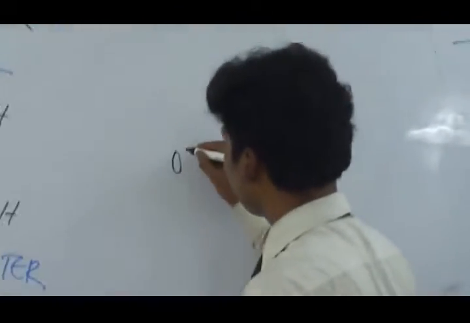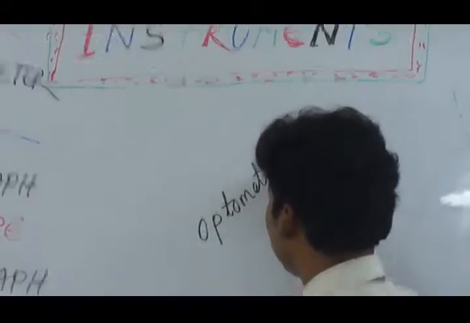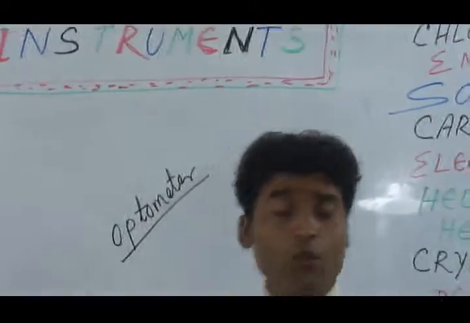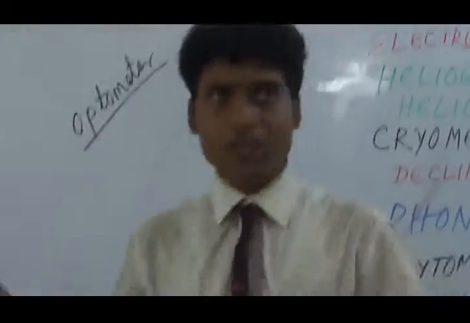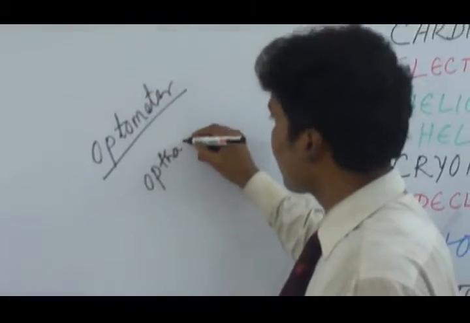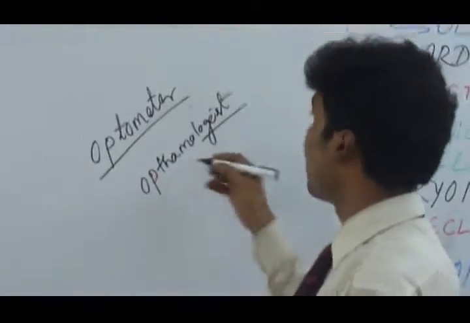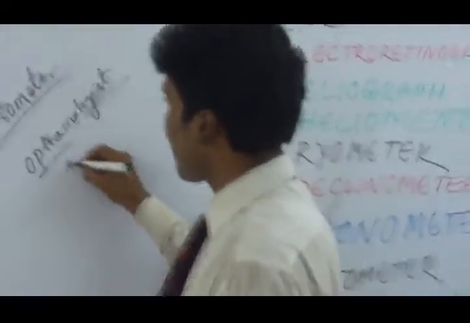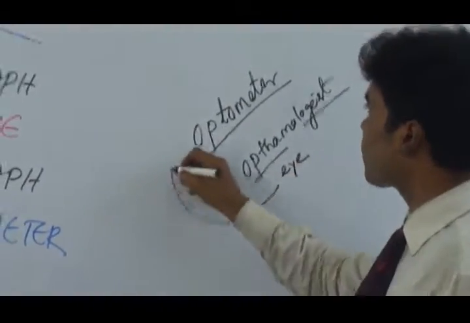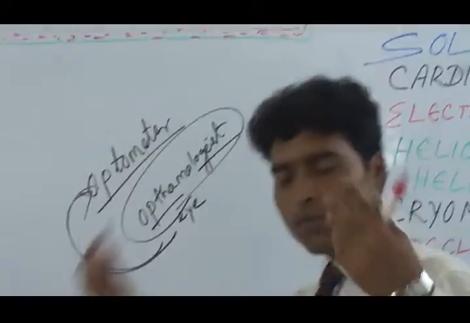You might have seen many doctors using an optometer. Optometer is one instrument used by an ophthalmologist. Ophthalmologist, O-P-T-H. Right? So, logist means one scientist or doctor, one who studies or researches. Ophtha means eye. So the eye doctor uses your optometer. Ophthalmologist uses optometer. Just keep in mind: optometer, ophthalmologist.